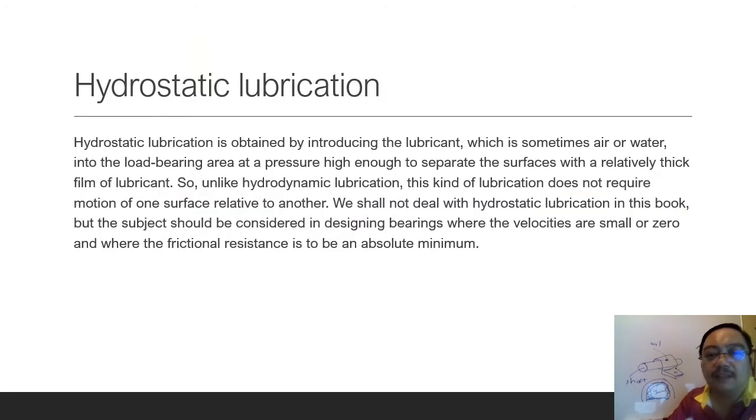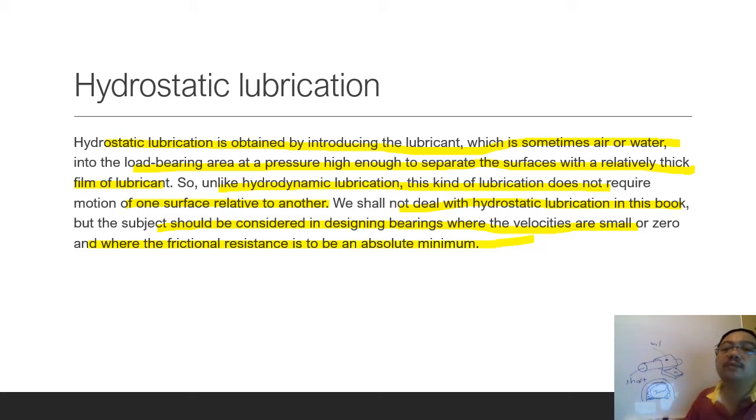Let's move on to hydrostatic lubrication. It is obtained by introducing the lubricant, sometimes air or water, into the load bearing area at a pressure high enough to separate the surfaces with a relatively thick film of lubricant. So unlike hydrodynamic lubrication, this kind of lubrication does not require motion of one surface relative to another. We shall not deal with hydrostatic lubrication in this book, but the subject should be considered in designing bearings where velocities are small or zero, or where frictional resistance is to be an absolute minimum.